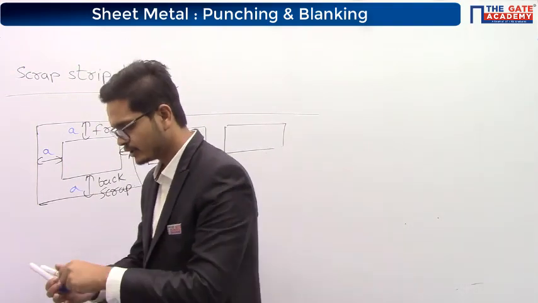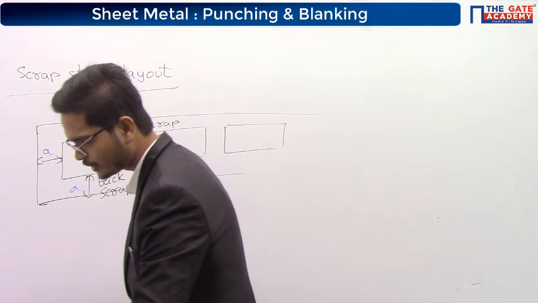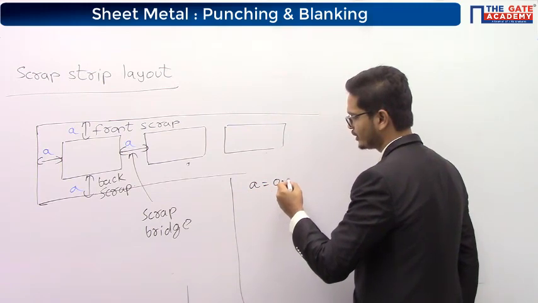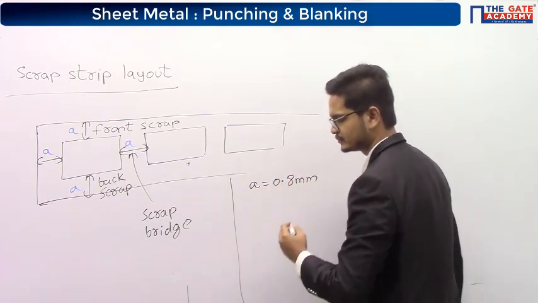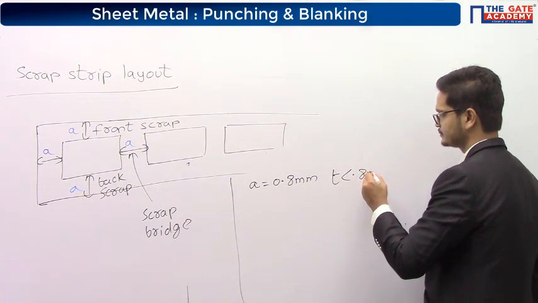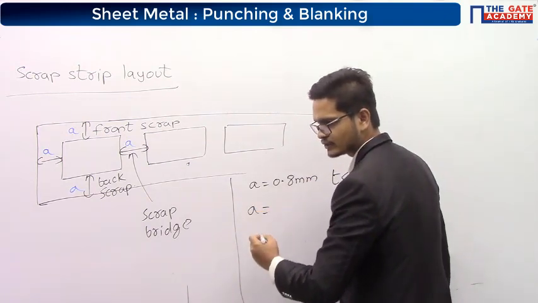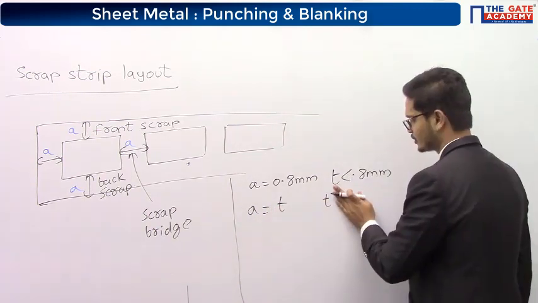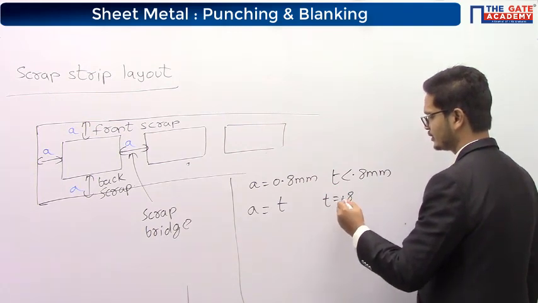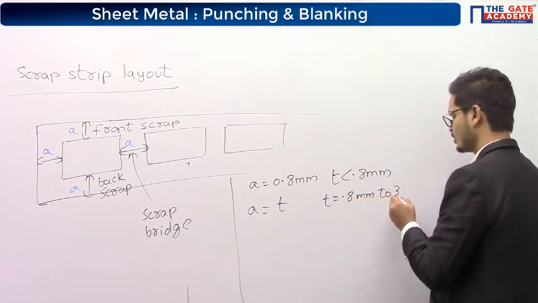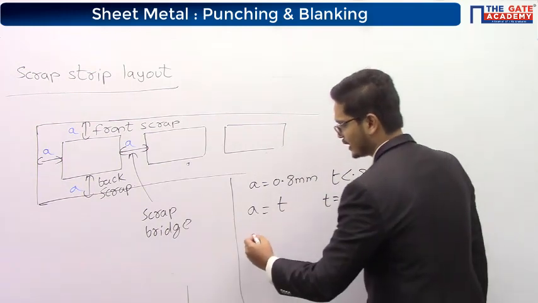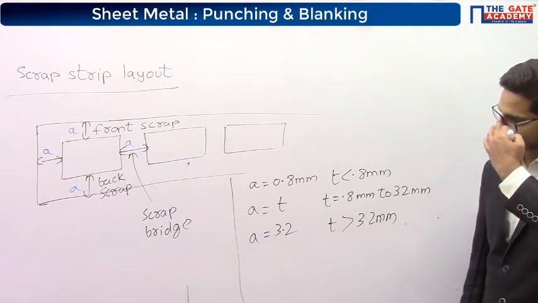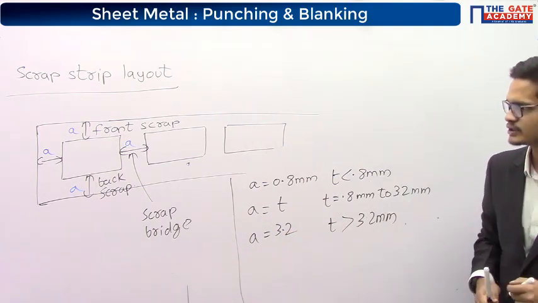Just to give you an idea, I am writing the values of A. Well, it is not needed for the exam. A is equal to 0.8 mm for thickness less than 0.8 mm. A is equal to the thickness for thickness 0.8 mm to 3.2 mm, and A is equal to 3.2 otherwise. No need to memorize this.